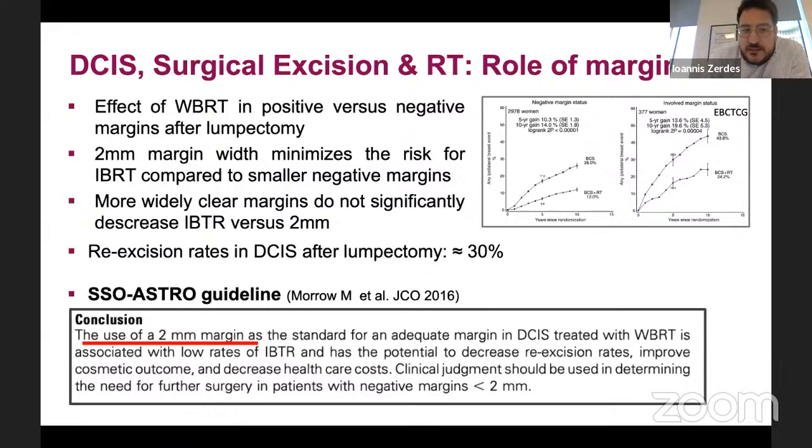In DCIS, the 2 millimeter margin width could minimize the risk for ipsilateral breast cancer recurrence compared to smaller negative margins, and more widely clear margins do not significantly increase the recurrence rates. Given also that the re-excision rates in DCIS after lumpectomy could be in 1/3 of patients, the ASTRO SSO guideline has summarized that the use of a 2 millimeter margin could be adequate in DCIS patients treated also with whole breast radiation therapy.